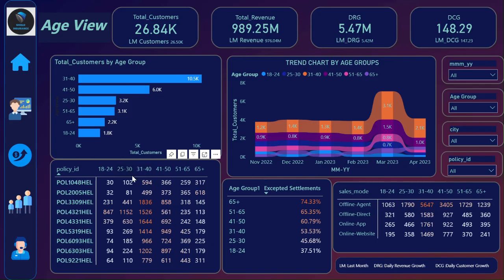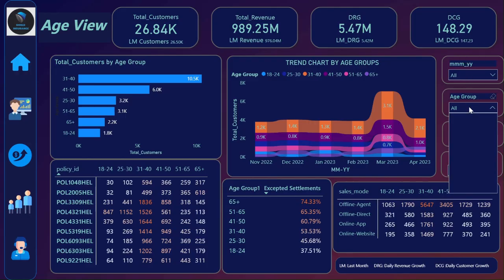If we see some policies, this is a policy which has the higher, and the least as well. We can draw one conclusion from all that: the age group of 31 to 40 is generating more revenue, meaning more customers. Expected settlement for 65 and above is 74.33, and the lower settlement is in the 18 to 24 age group. In sales mode, we also see the highest is the 31 to 40 age group with offline agent.